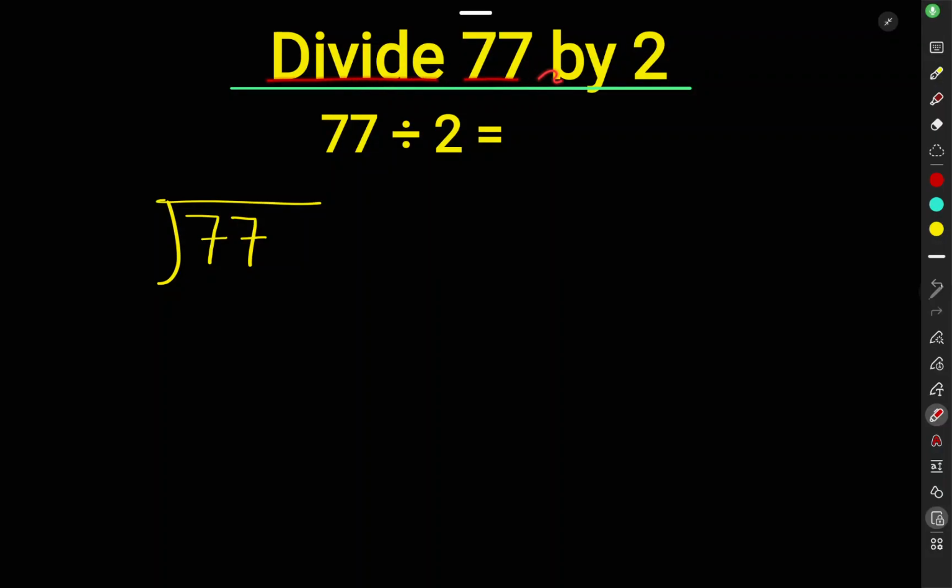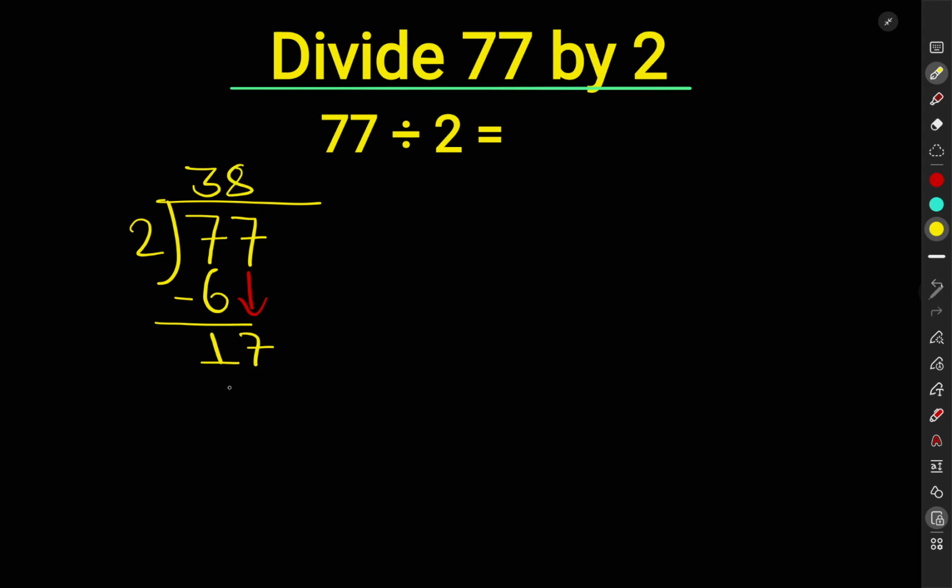Divide 77 by 2. So here we divide 77 by 2 in a long division method. So 2 times 3 means 6. On subtracting we get 1. So now this 1 is less than 2, so we bring down the number beside this, 7. So now it became 17.